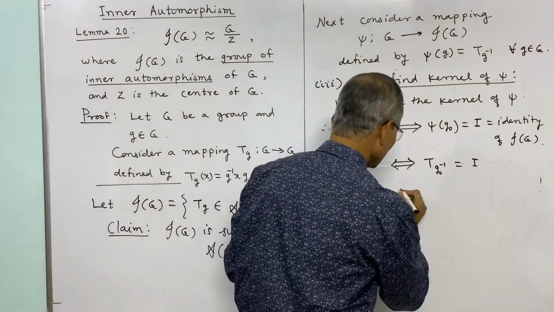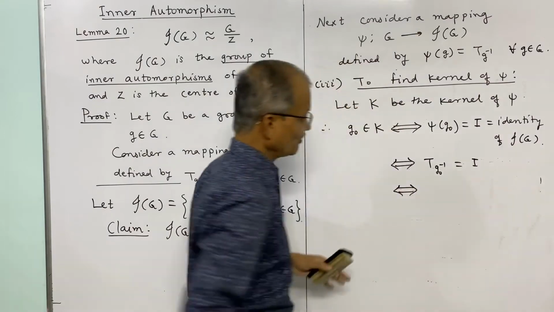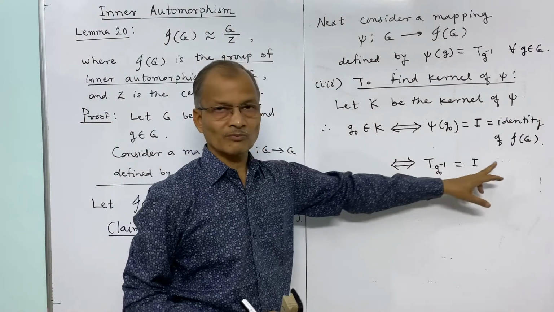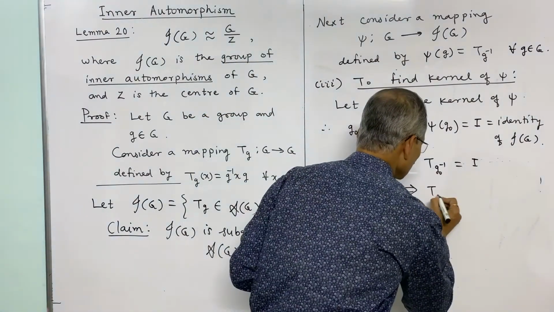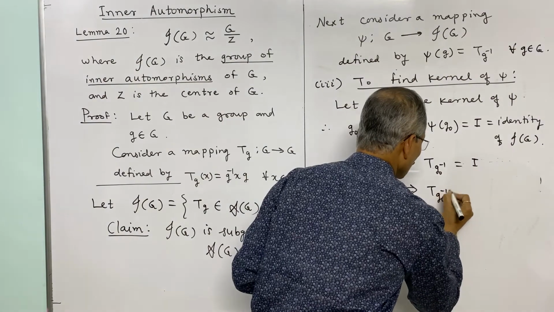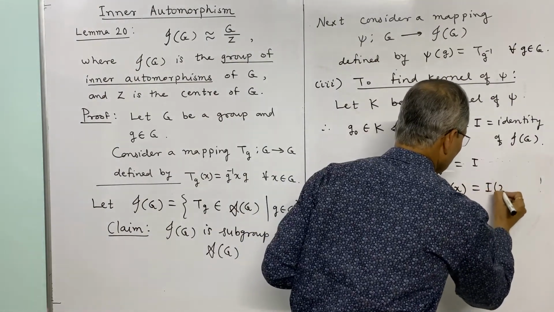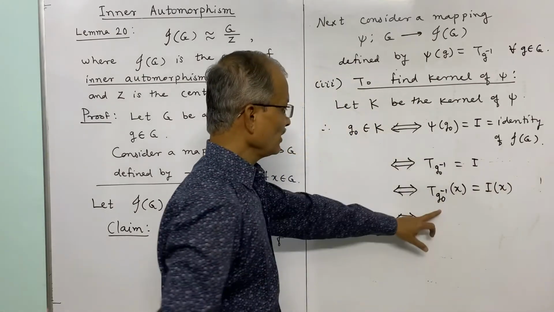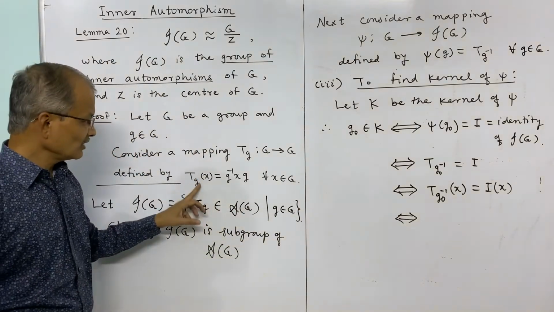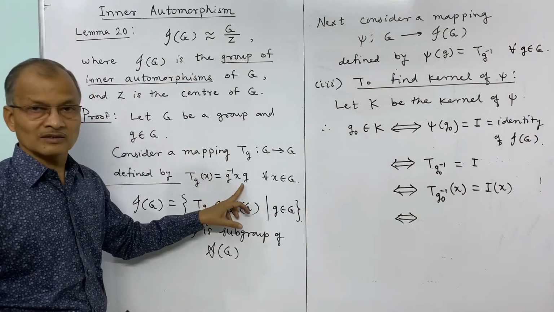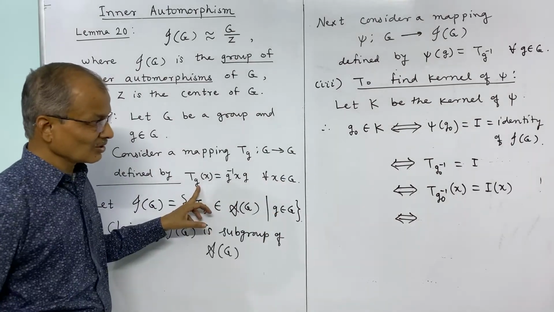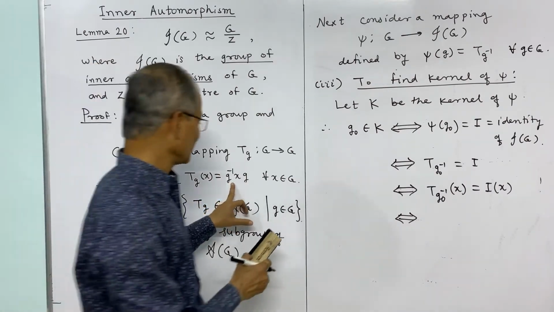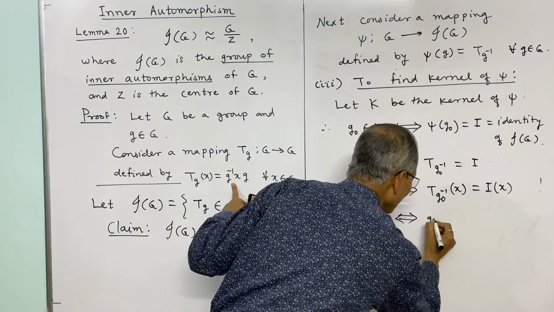And now we consider the image of x under both mappings. These two mappings are equal, meaning T g0 inverse of x must be equal to I of x. So this implies T g0 inverse of x is equal to I of x. And again, on the left side, we use this definition of T. What is Tg of x? That is g inverse x g. Instead of g there it is g0 inverse, and therefore this will be g0 inverse, double inverse of this first. So this is g0 inverse.